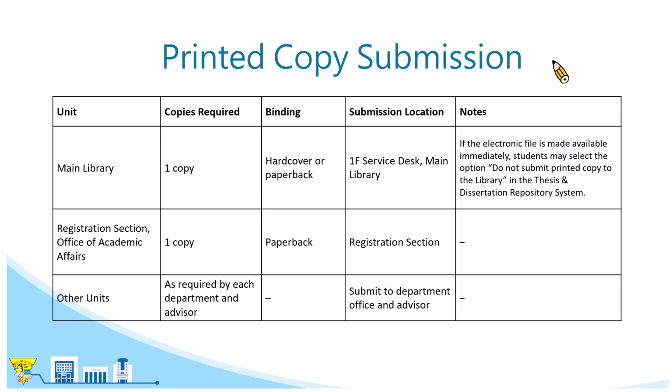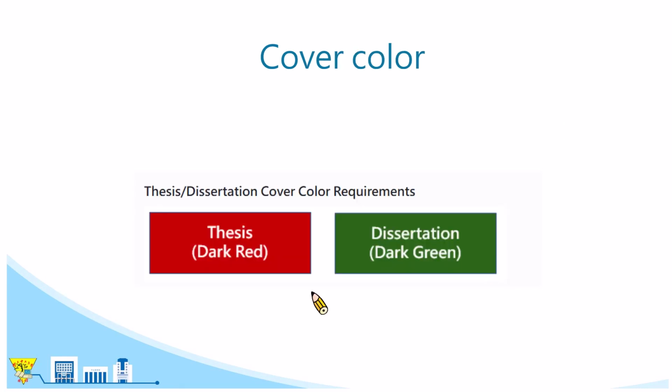You are required to submit hard copies to different units. One hardcover or paperback copy goes to the NCU Main Library first floor desk. One paperback copy goes to the registration section. Other copies go to your department or advisor as required. Just a reminder that dark red cover for master's thesis and dark green cover for doctoral dissertations.